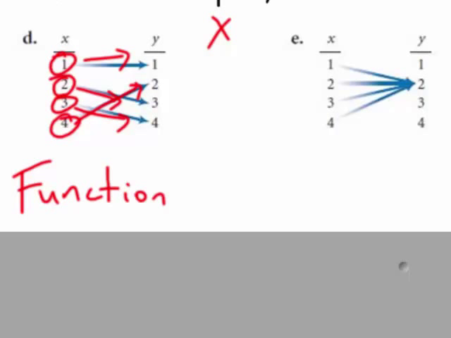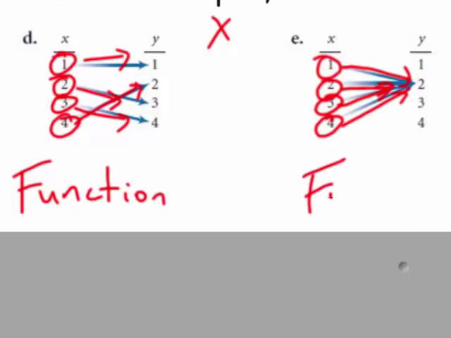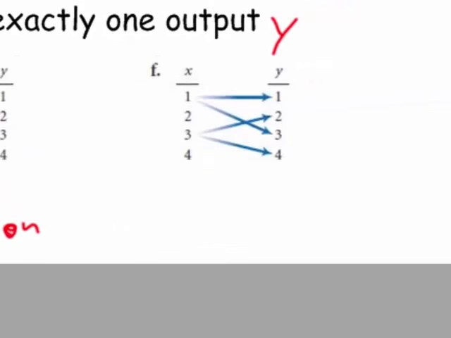What about the second one? A lot of people are like, oh, it doesn't look like a function because they're all going to 2, but think about this. 1, that's an input. Does it have exactly one output? Yes, it's got one output. What about 2? Yes, it's got one output. What about 3? Yes. What about 4? Yes, it's got exactly one output. So that is also a function. It doesn't matter if they all have the same output, but each input can only have one output.